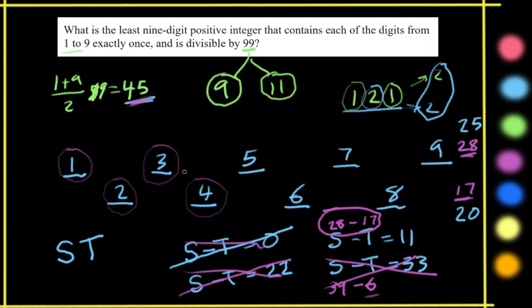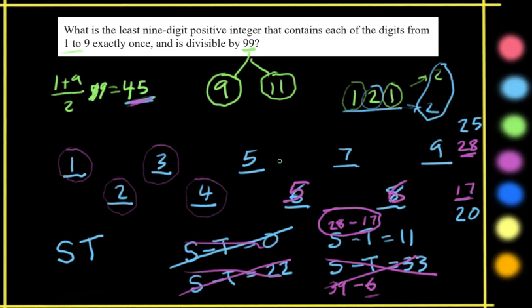Can I do 1, 2, 3, 4? Well, let's see. 2 plus 4 is 6. I'm going to need 11 more again. But now I do have 11 because I've got 5 and 6. So let's say I put 5 and 6 down here somewhere. In fact, I want them in that order because I want the number to be as small as possible. So let's go ahead and put 5 here and 6 here.